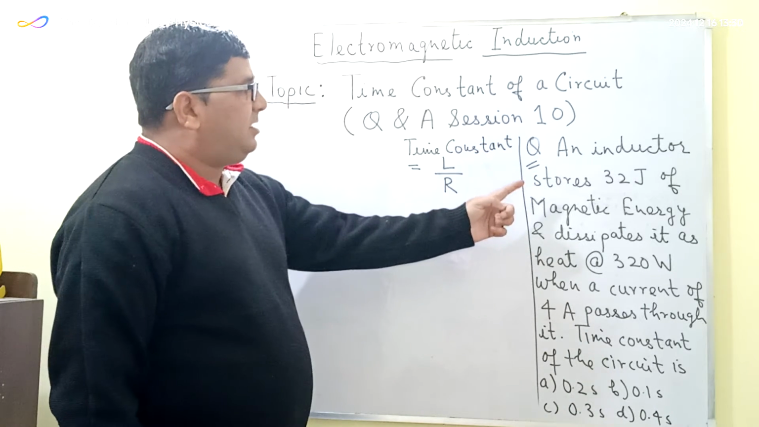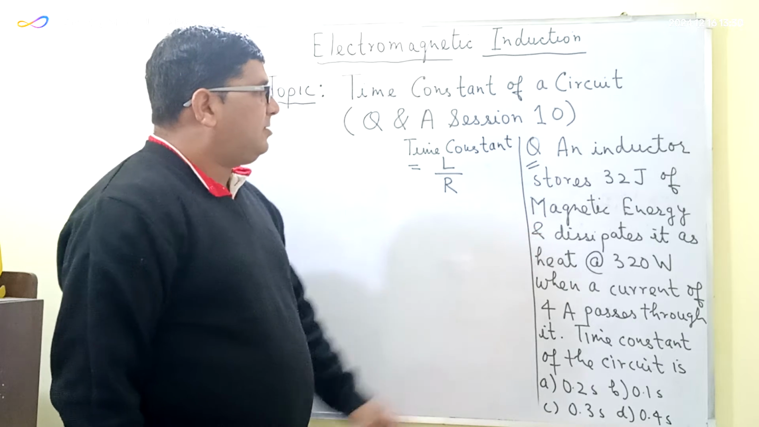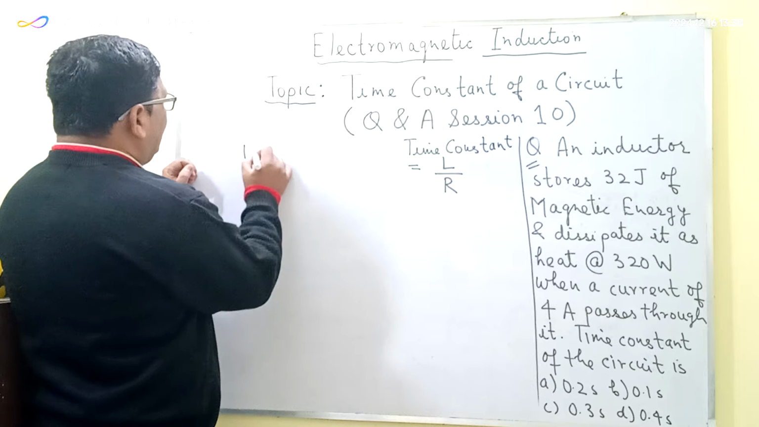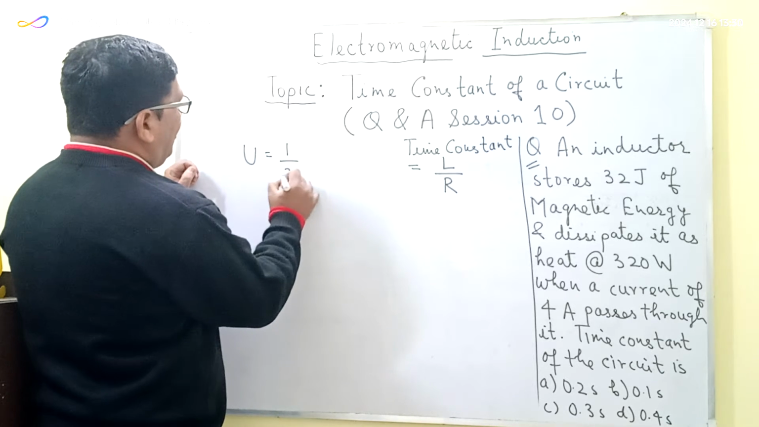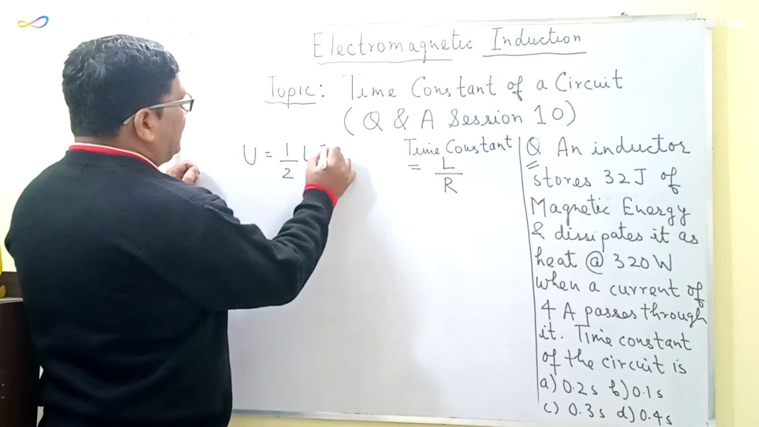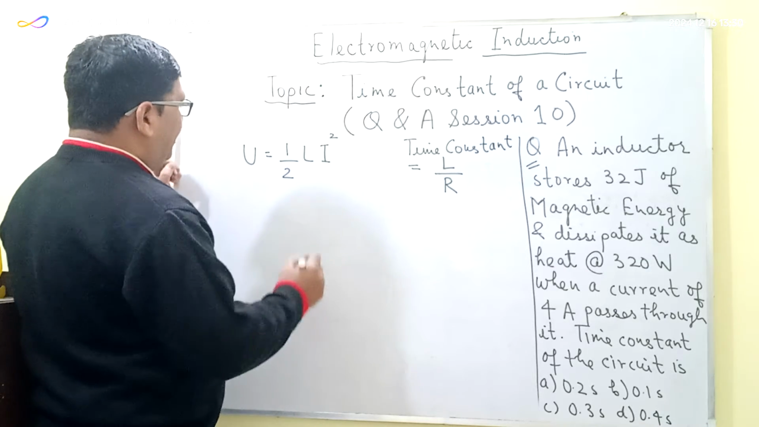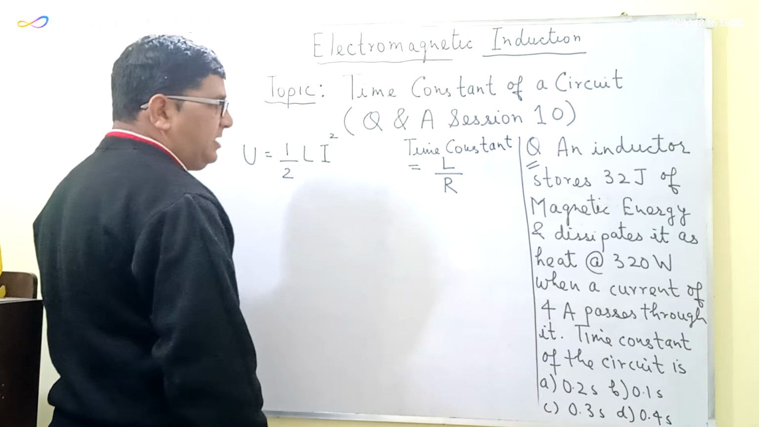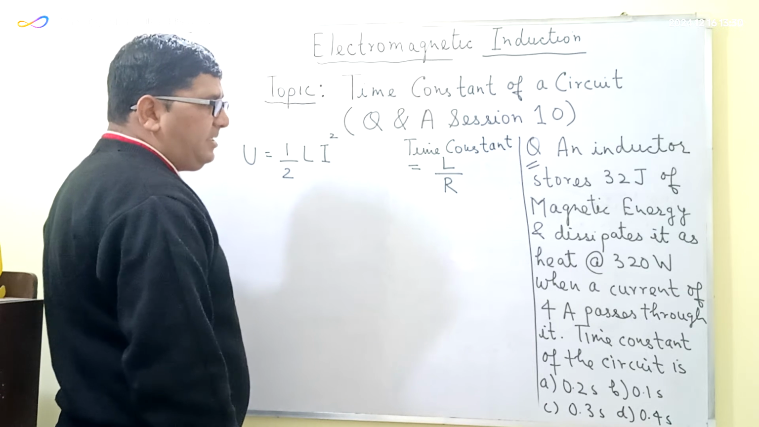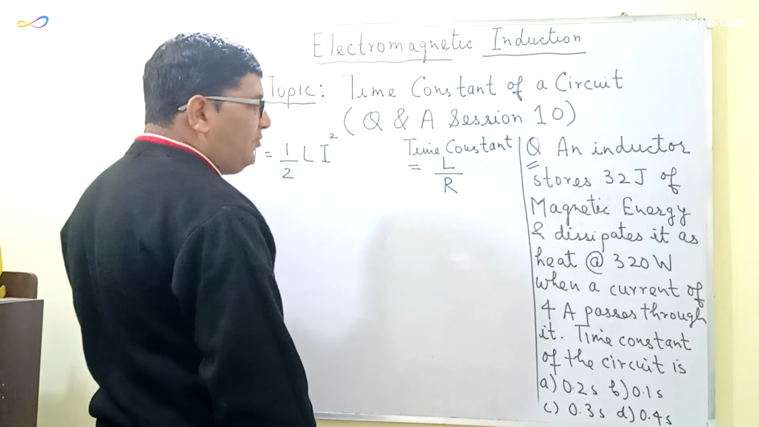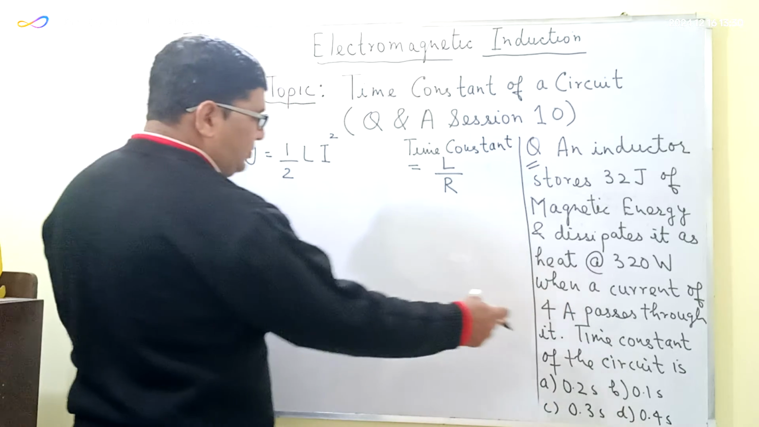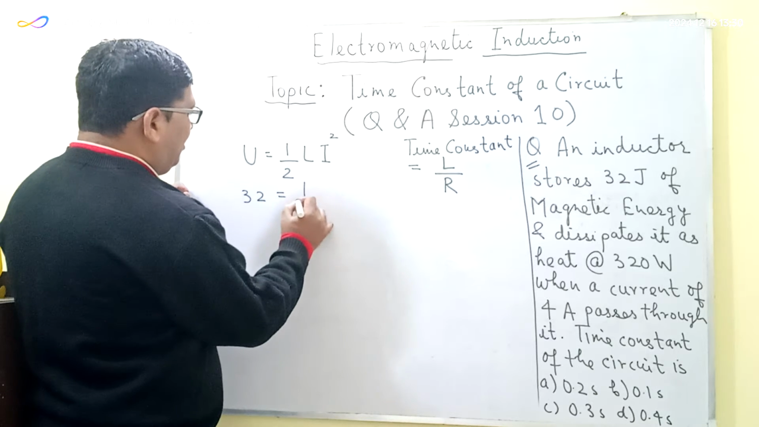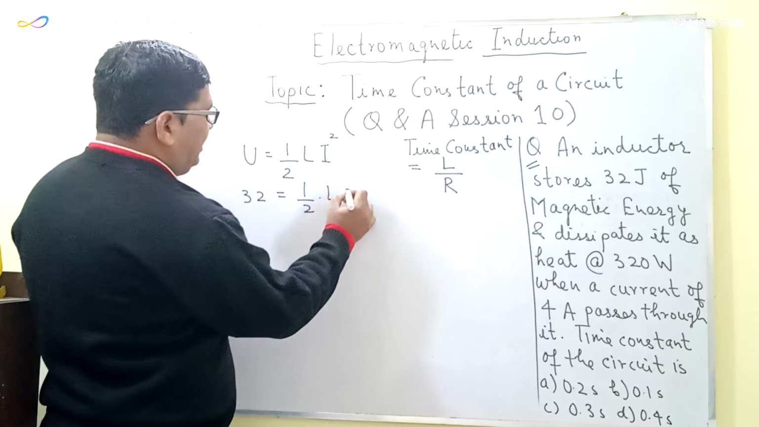In the previous session, that is in session number 9, we have learned that the magnetic energy which is stored in the inductor is given by the formula U is equal to 1 by 2 L I square. And here the inductor stores 32 joules of magnetic energy and dissipates it as heat at the rate of 320 watt when a current of 4 ampere passes through it. So here U is equal to 32 and I is equal to 4.